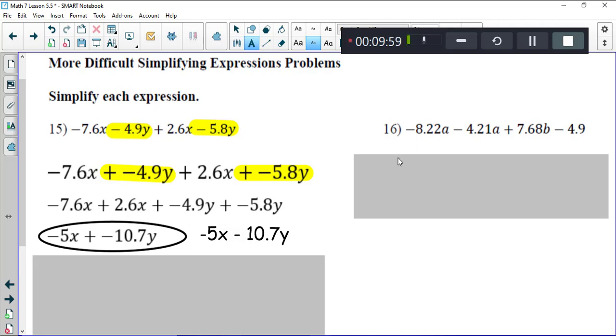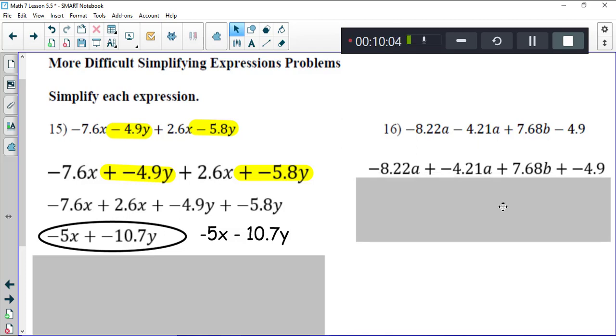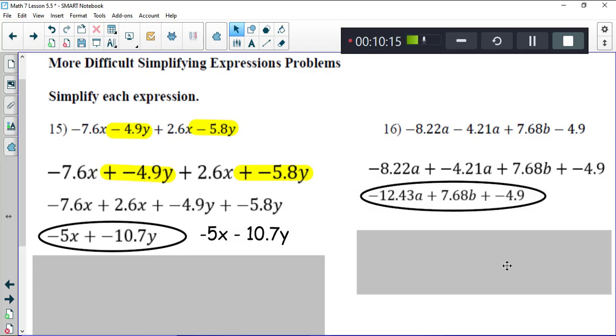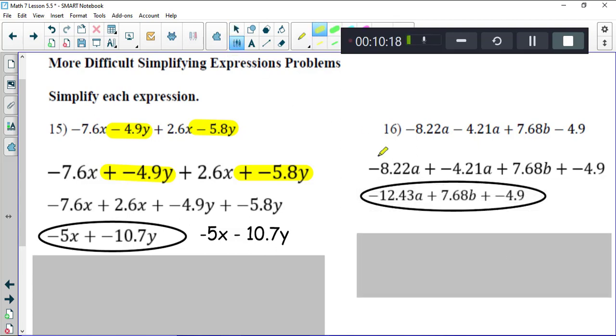All right, number 16, same idea. I would highly suggest adding the opposite. So I rewrote this as negative 8.22a plus negative 4.21a plus 7.68b, and again that minus 4.9 became plus a negative 4.9. Now like terms wise, our like terms were already side by side. That's going to be these two a terms. So I added negative 8.22 and negative 4.21, and I got negative 12.43a, and then just bring down your 7.68b and your plus negative 4.9, or again that could be written as minus 4.9 as well.